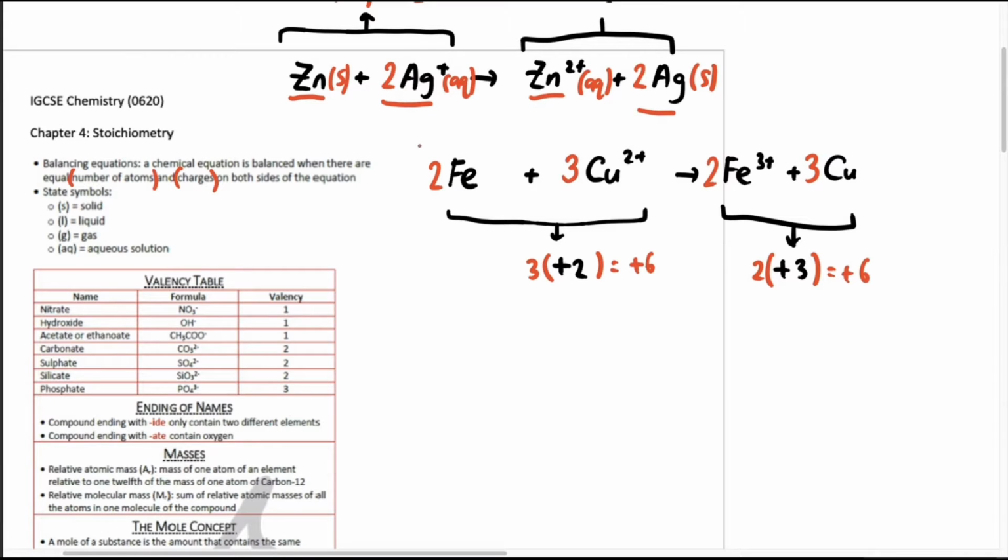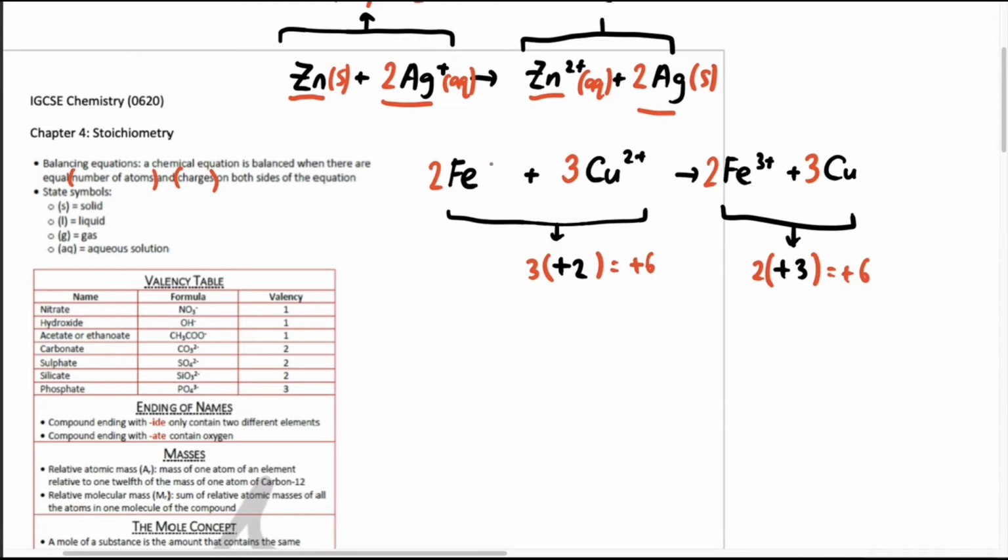Okay, so now after you balance it, you check again. First, we have 2 iron on the left, 2 iron on the right. We have 3 copper on the left, 3 copper on the right. So in terms of the number of atoms, it is balanced. In terms of charges, 3 times 2 plus is 6, and 2 times 3 plus is 6. So in terms of charges, it is also balanced. So this is how we balance the equation.